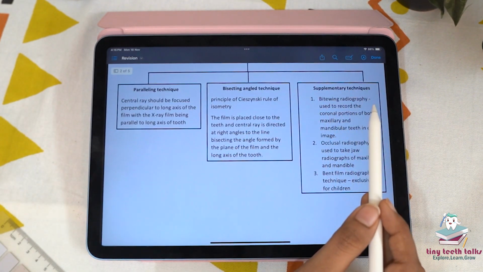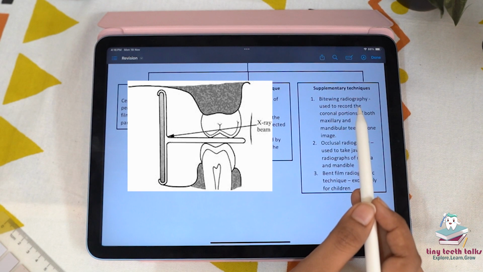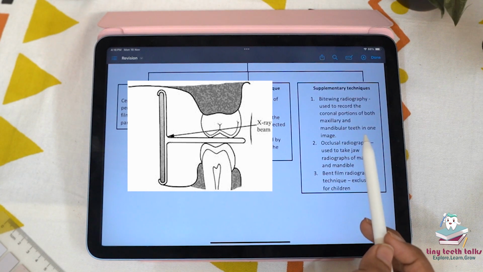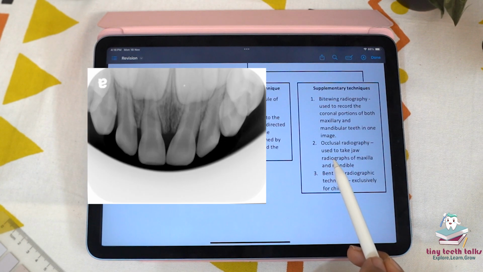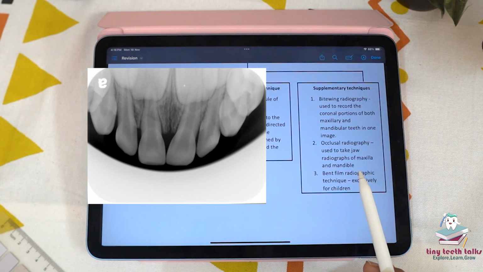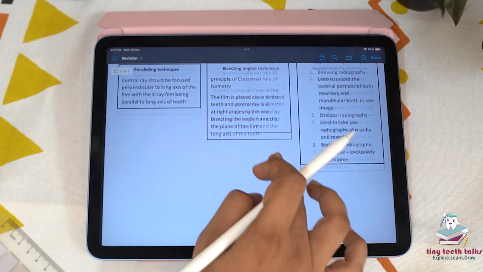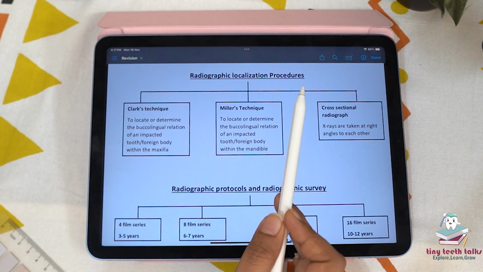Then the other supplementary techniques include three techniques. First is bite-wing radiography, used to record the coronal portion of both maxillary and mandibular teeth in one image. Then occlusal radiography, used to take jaw radiographs of the maxilla and mandible, and the bent film radiographic technique, which is used exclusively for children. Then we covered radiographic localization procedures.